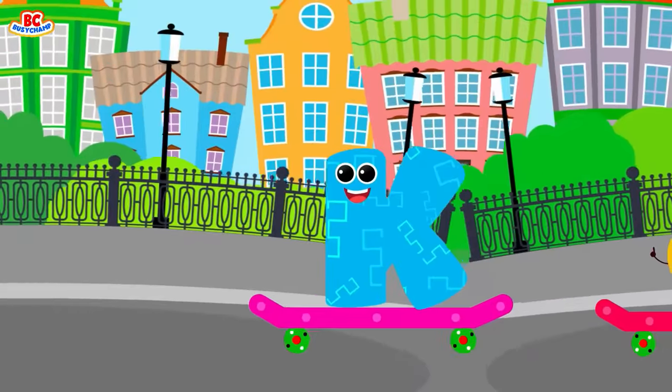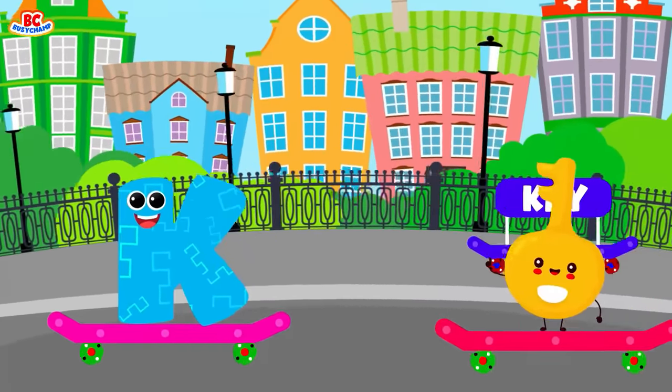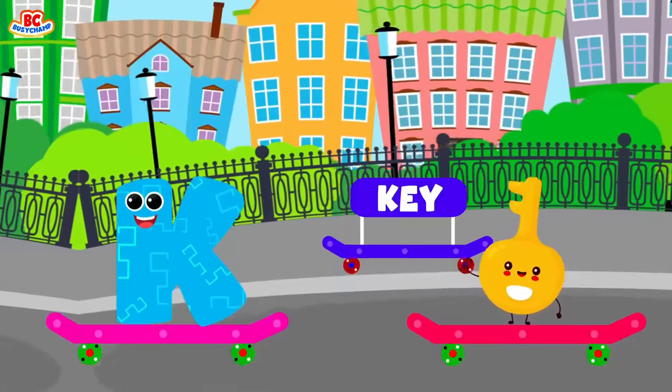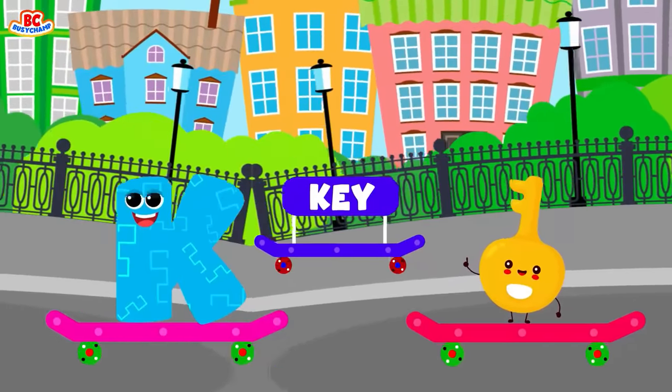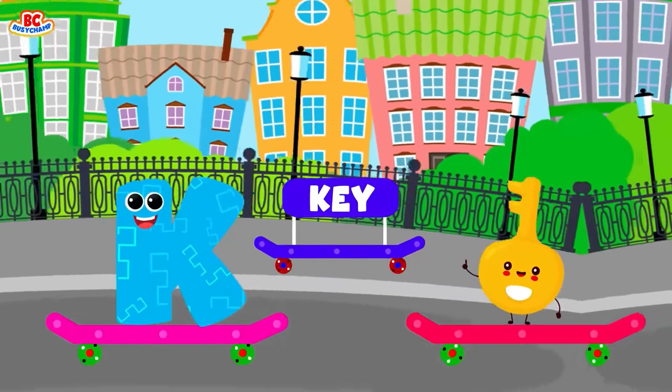K. The key is chasing K. Key. K for key. K. Key.